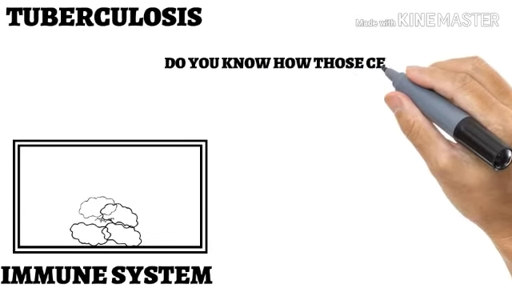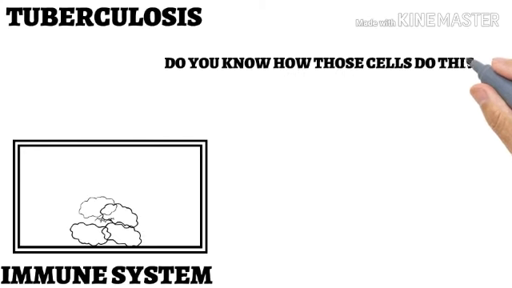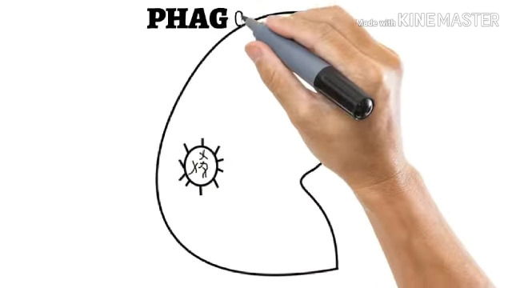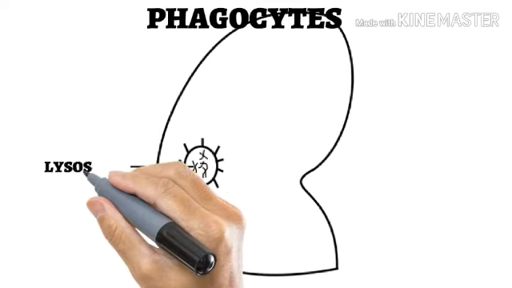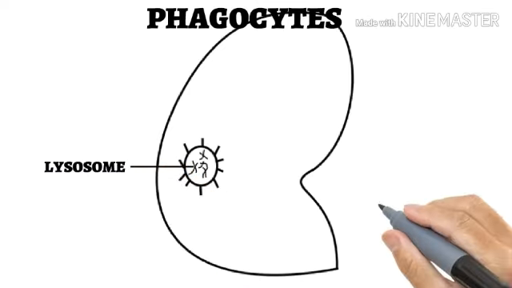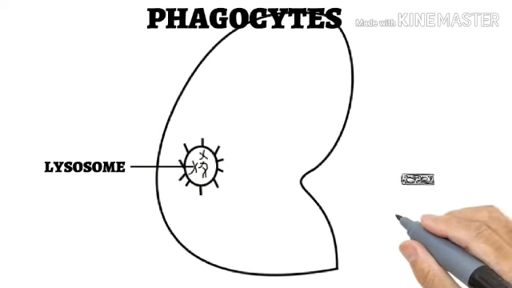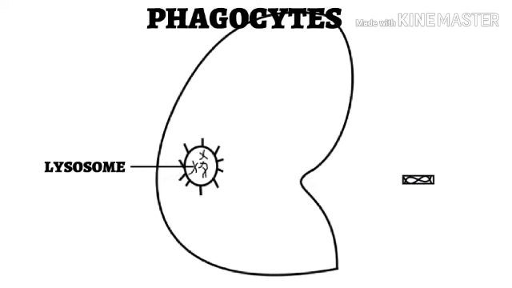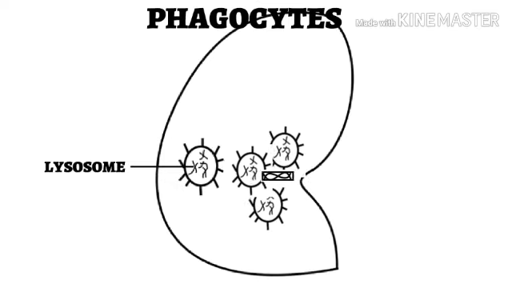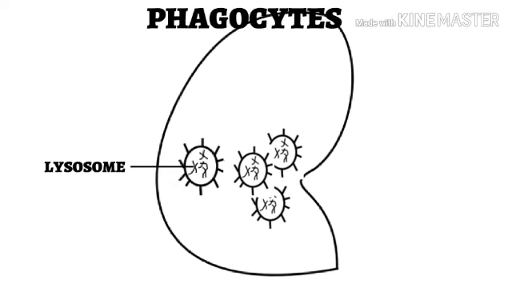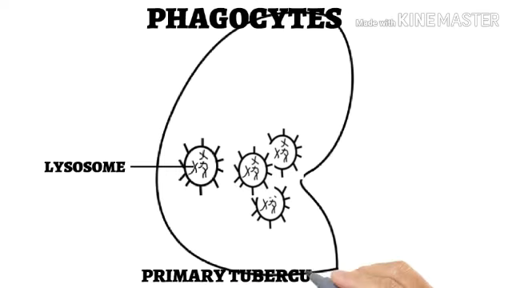And do you know how those cells do this? Those cells are called phagocytes. When you say phagocytes, they are cells that eat something, and the things that they eat are microorganisms and foreign bodies, and they contain lysosome as one of their organelles. So let's say that is the Mycobacterium tubercle as it attempts to enter the body, and these lysosomes attack the Mycobacterium tubercle and kill it.